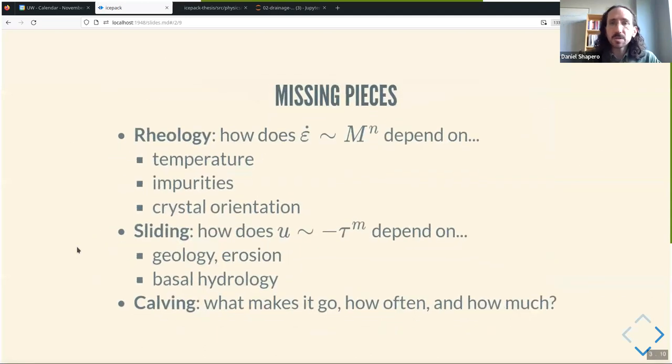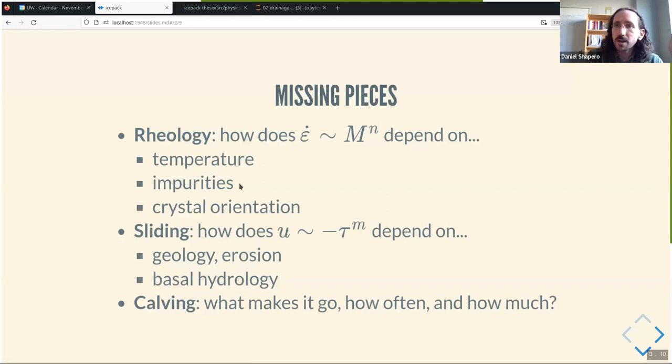Okay, so there are a couple missing pieces. I said that the strain rate is proportional to the stress to some power, but what's the proportionality constant in there and what does it depend on? Well, first of all, there are some laboratory measurements that can tell you roughly what the temperature dependence is. And it's an Arrhenius law. But there are loads of other factors that come in here too.